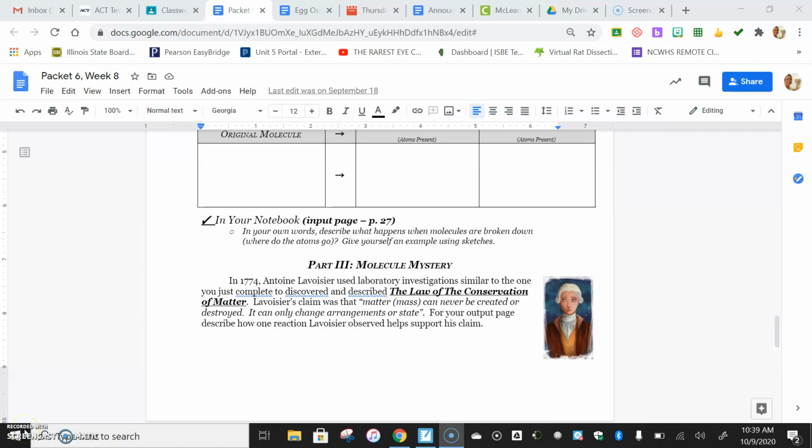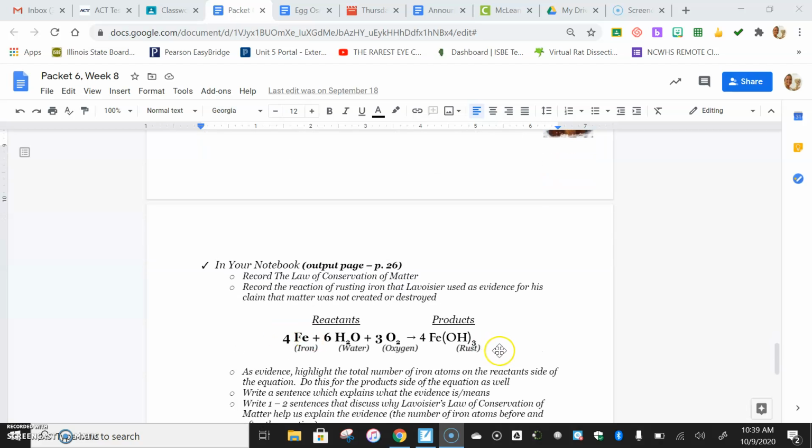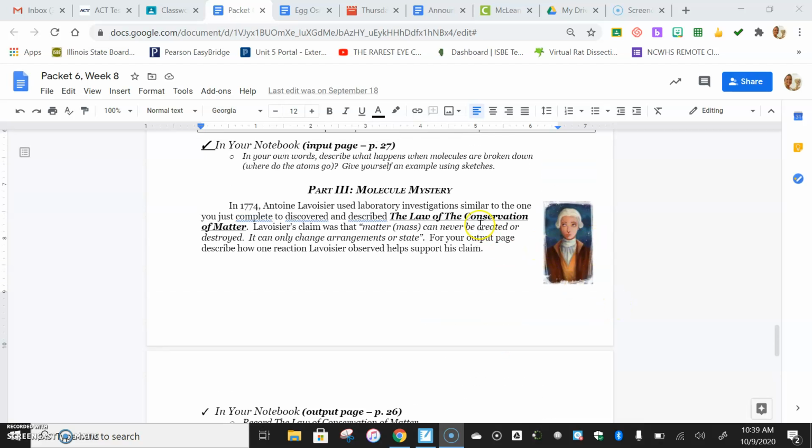I am going to walk you through your output page today because it has to do with chemical equations. Now, we really haven't looked at chemical equations yet because it's more of a chemistry sort of thing, but I did just want to introduce this to you and walk through our output page together. So what we're going to be talking about is something called the law of conservation of matter.